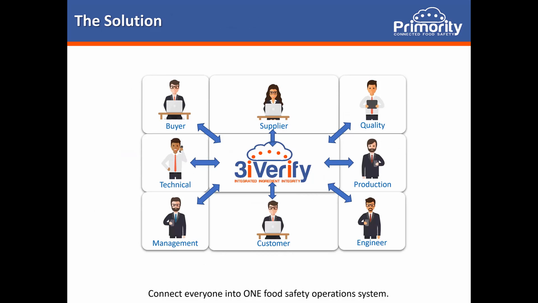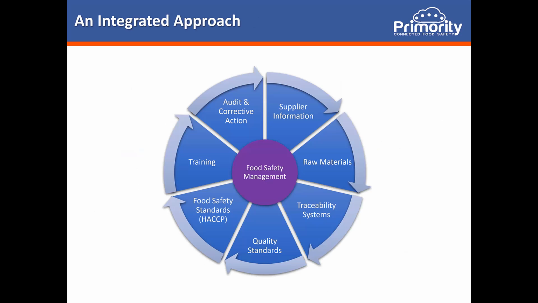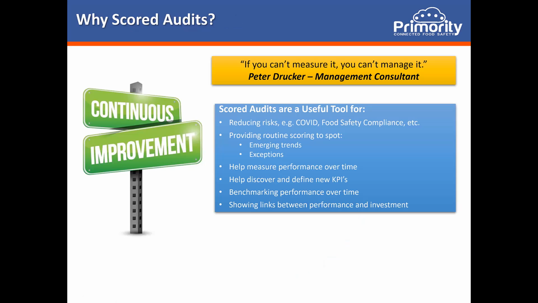So what we try and do is connect everyone into one food safety compliance operations system. To do this, we want to take an integrated approach where we are really starting the journey. We can start the journey at any stage, but it makes most sense to start in the supplier and raw material information, through to traceability systems, quality and food safety standards, training, and then of course audit and corrective action to keep that whole continuous improvement loop running. And we'll talk about that again in a bit more detail today.